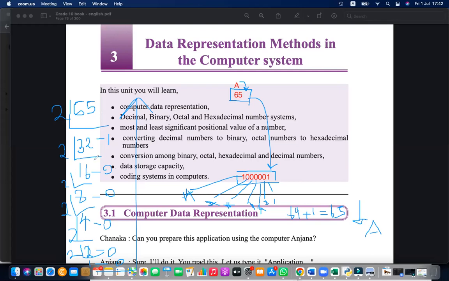You divide by 2 and write the remainder. And when you are doing the reverse, you take the positional values.